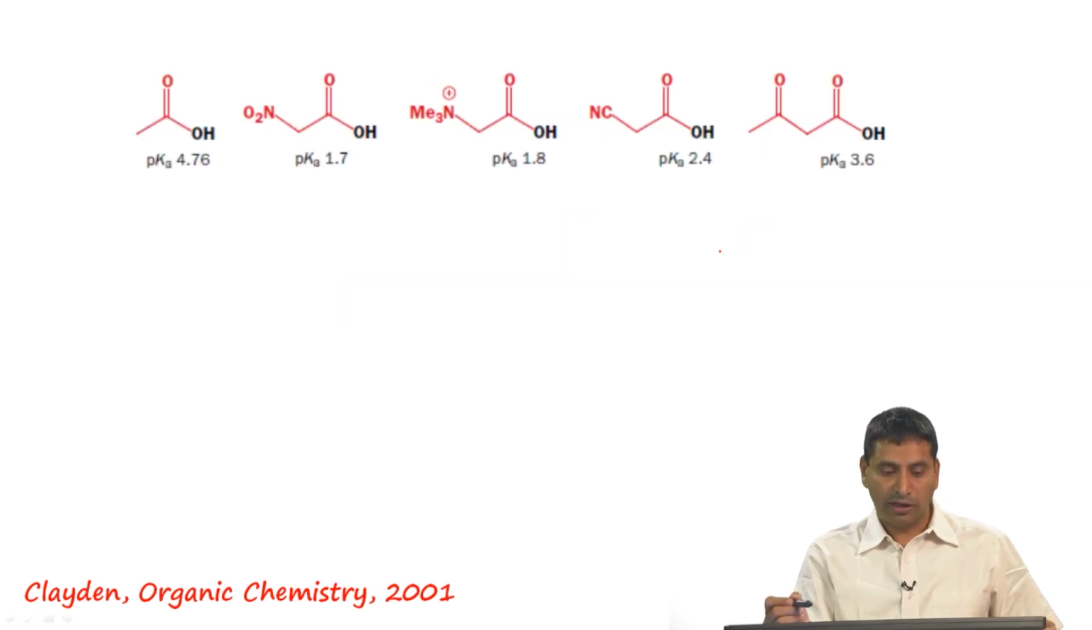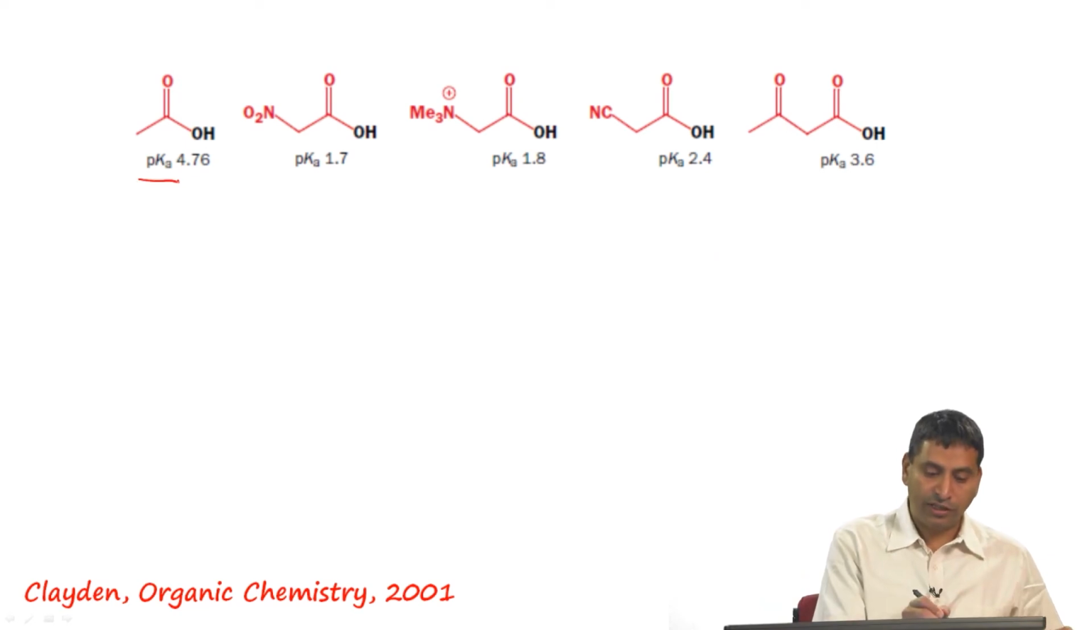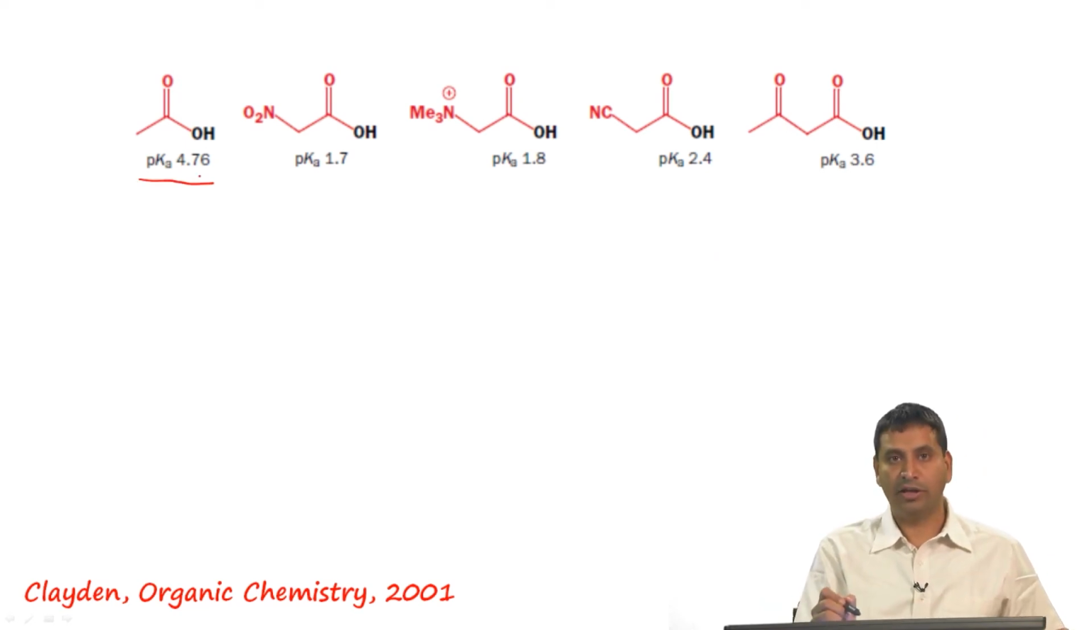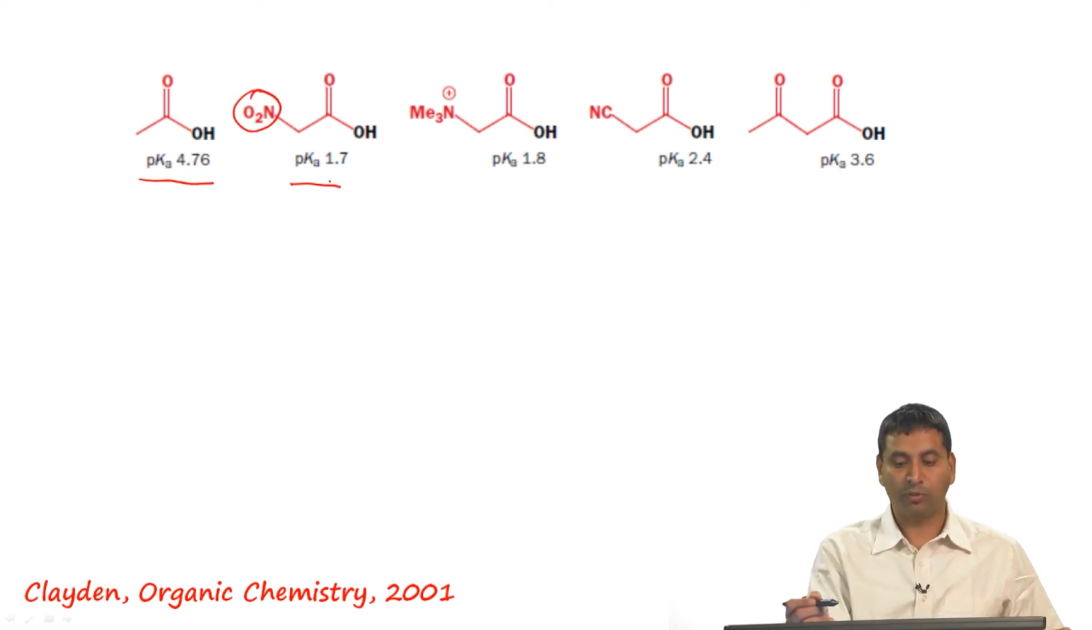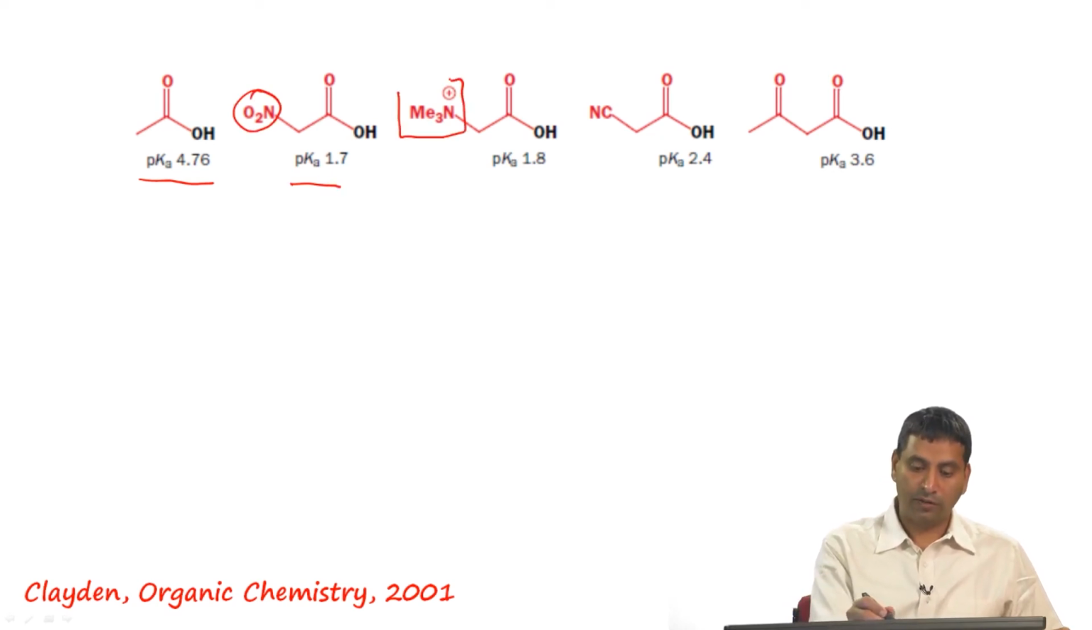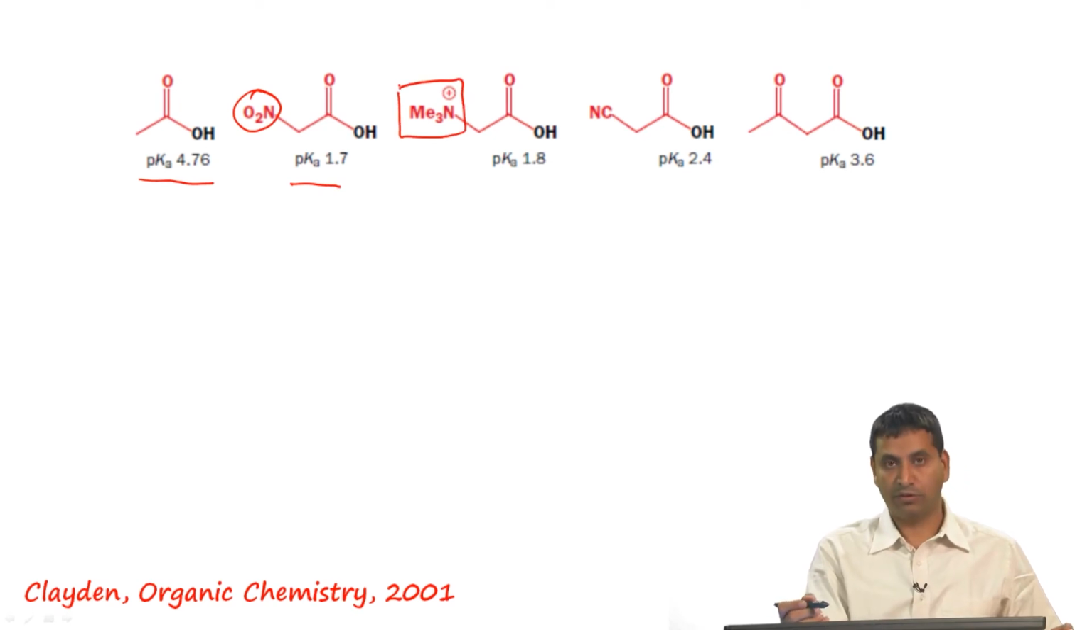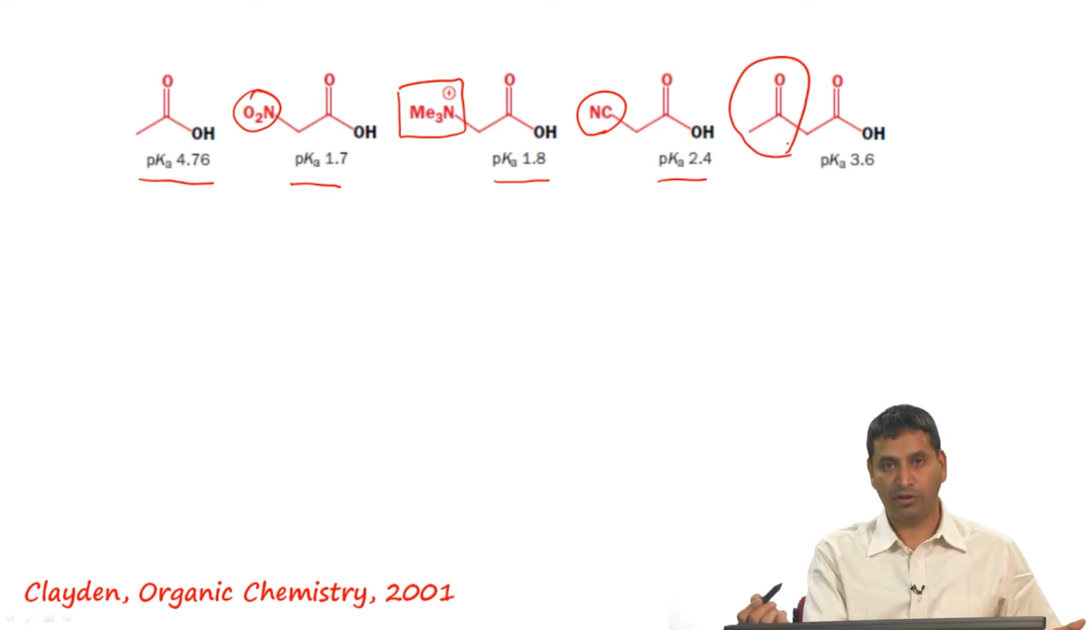The next example we look at is pKa amongst various carboxylic acids. So, here you see acetic acid is our starting point, the pKa is 4.76. Once I introduce a nitro group here, the pKa drops to 1.7, and also when I have a NMe3 plus, which is a positively charged amine, then the pKa is comparable in 1.8. I have an electron withdrawing group in cyano, the pKa is 2.4, and here is the electron withdrawing group of a carbonyl and the pKa is 3.6.